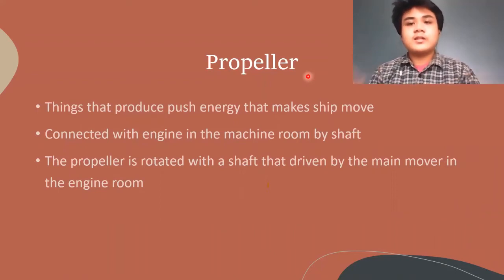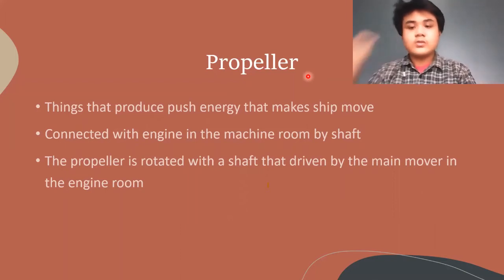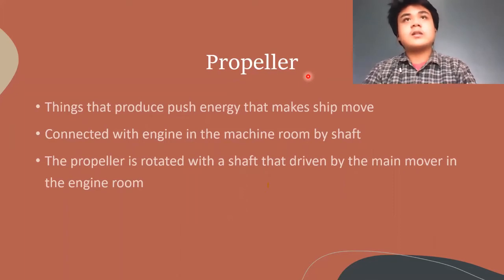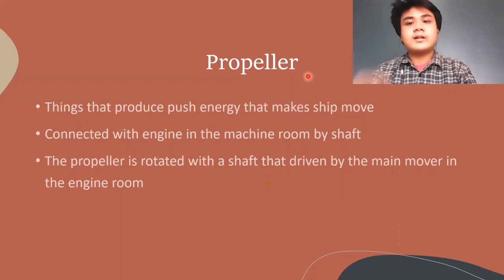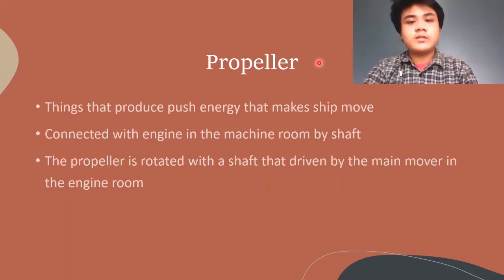The propeller is rotated by a main mover in the engine room. So the propeller is usually placed near the rudder of the ships. Well, I think that's it that I will tell you about the propeller, and the rest of my presentation will be continued by the rest of my group members.